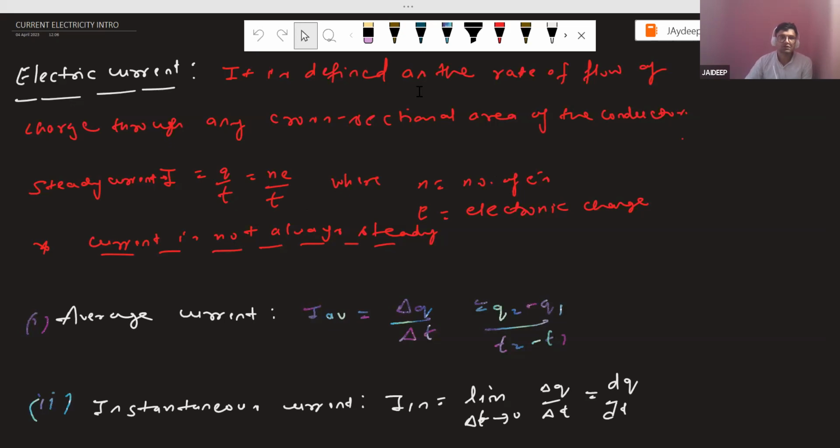Let's start. We'll start with the third chapter, that is current electricity. So basic current, it is defined as the rate of flow of charge through any cross-sectional area of the conductor. So I equals Q over T.